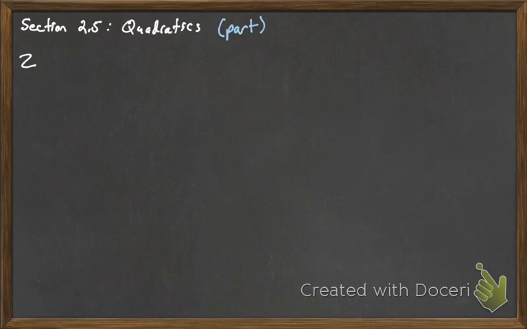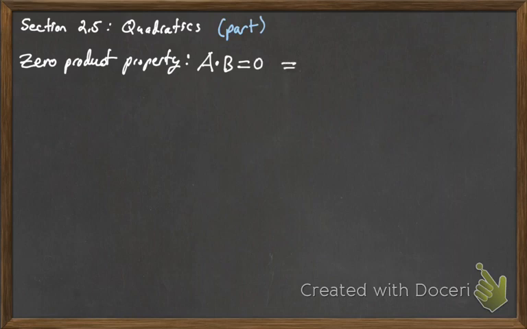So when we're solving quadratics by factoring, we're going to use something called the zero product property, and that says that if A times B is equal to 0, then that's going to mean that either A is equal to 0 or B is equal to 0. Okay, and so we're going to do a couple examples we're solving.